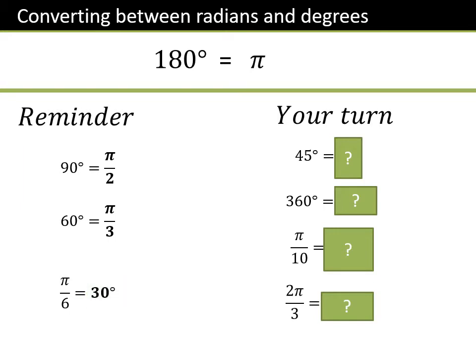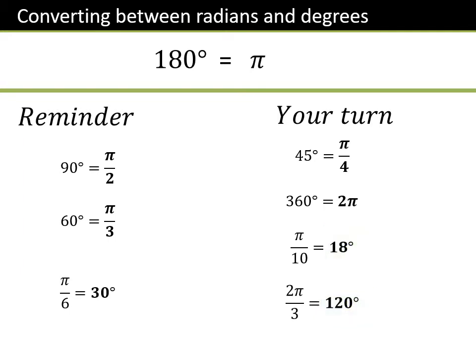Pause the video and answer the questions on the right. These are the answers that you should have got. 45 degrees is pi over 4 radians, 360 degrees is 2 pi radians, 18 degrees and 120 degrees.